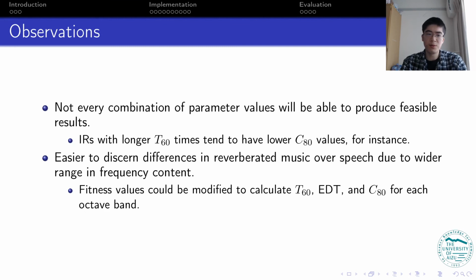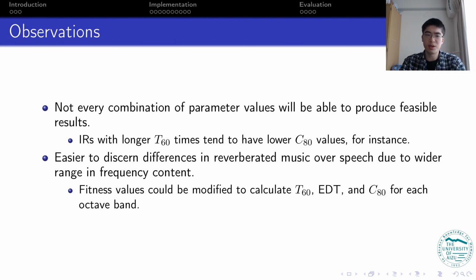So overall, what we know so far is that not every combination of parameter values will be able to produce feasible results. This makes sense if you think about the relationship between T60 decay time and C80 clarity, for instance. Longer decay times mean that there are more late reflections overall that can overpower the early ones. So clarity will tend to decrease as a result. And so trying to generate an impulse response that has a long decay time and a high clarity value would be really difficult to produce, if not impossible.